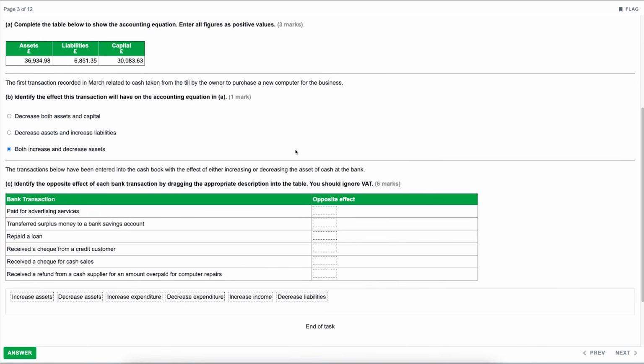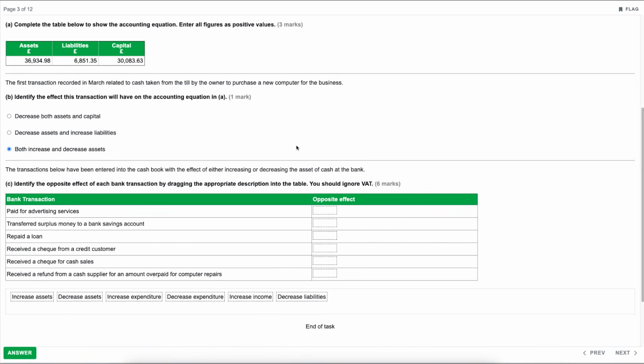Now, it's worth looking at an alternative scenario here. If you'd bought this computer on credit, that would change things slightly because that would increase our assets, but it would also increase our liabilities because then we would owe that amount of money. However, because we've bought it outright with cash, instead of owing that money, it's gone straight to decreasing our assets, in this case, our cash balance.